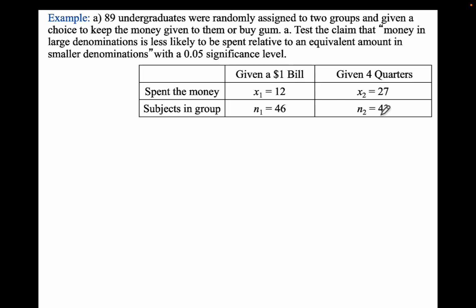Check out population 2. Sample size is 43. They were not given a $1 bill. They were given 4 quarters. That is an equivalent amount, but in smaller denominations, quarters versus dollar bills. In that situation, 27 of them spent the money. So it's very interesting here that it looks like fewer people spent the money when they were given the higher denomination, and more people spent the money when they were given quarters. I'm sure each of those subjects had their reason for it, so we want to check what's the population proportion. How do we compare the two?